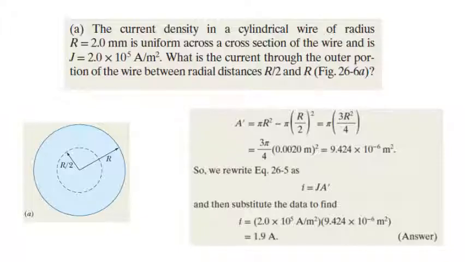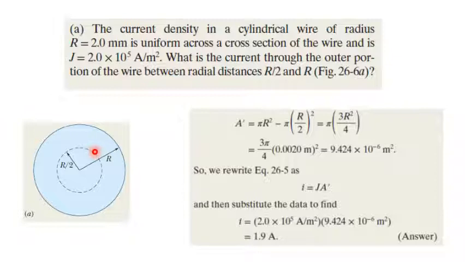Okay. As a numerical example, here we have a cross-section area of a conducting wire. The current density in a cylindrical wire of radius R equal 2 mm is uniform across the section of the wire, and its current density is J equal 2 multiplied by 10 to the power 5 ampere per meter square. What is the current through the outer portion of the wire between radial distance R over 2 and R? So it is required to find the total current only in the region from R over 2 to R.